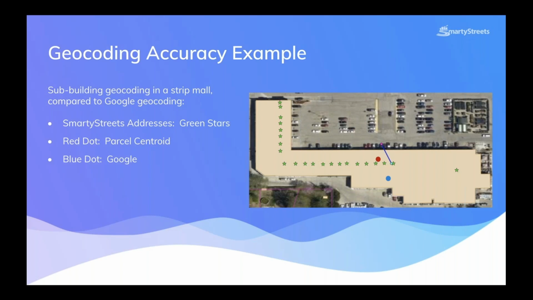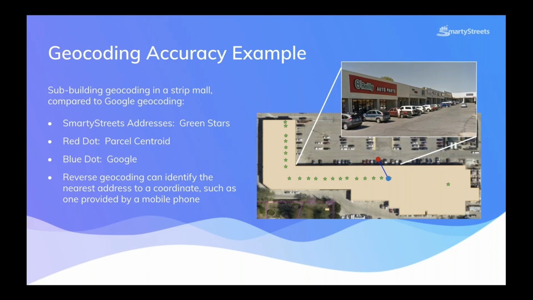So this is an accuracy example here. It's a sub-building geocoding in a strip mall. The Google geocoding is the blue dot right there in the building. Any address that you type in that building would show up on that blue dot. And good for them, they did put it on the building, it's just not spread out. The red dot is Parcel Centroid from other vendors. That's where they put it. But the SmartyStreets addresses are the green stars across the building.